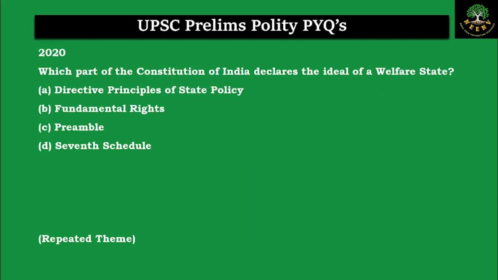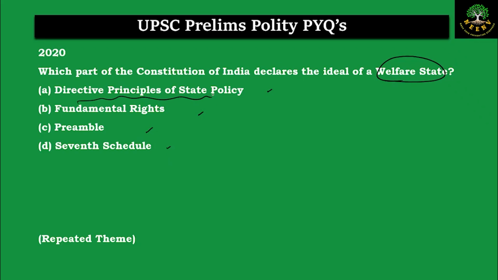Let us discuss the next question. Which part of the Constitution of India declares the ideal of welfare state? So this is a repeated theme again, and the very question on the welfare state has appeared. The options are the DPSP, the fundamental rights, the preamble, and the 7th schedule. So the idea of welfare state is mentioned in the DPSPs.